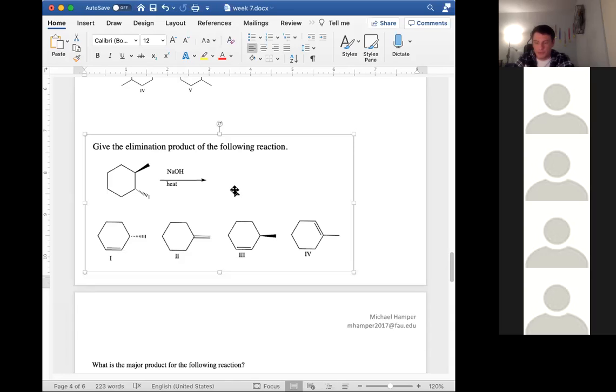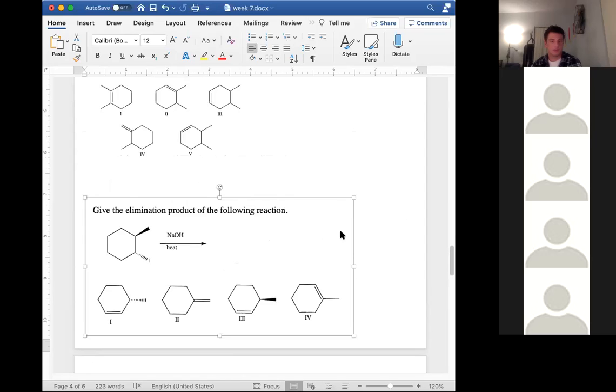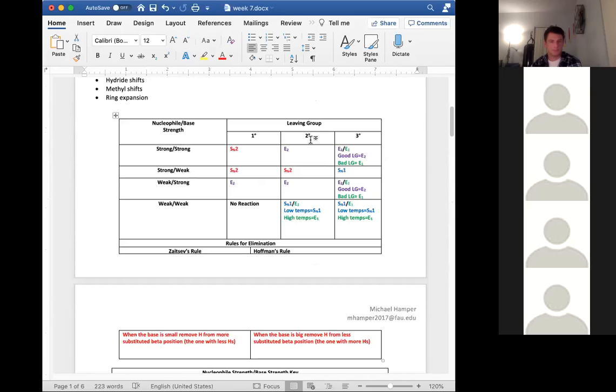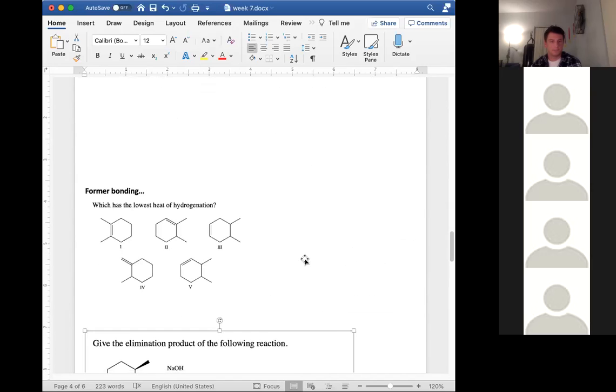Someone says SN2. E2. Yes, it would be an elimination. All right, so let's walk through it. Is the substrate primary, secondary, or tertiary? Secondary. Is that nucleophile/base strong or weak? Yep, it would be strong. So going back to our handy dandy chart, secondary, strong is an E2 reaction.